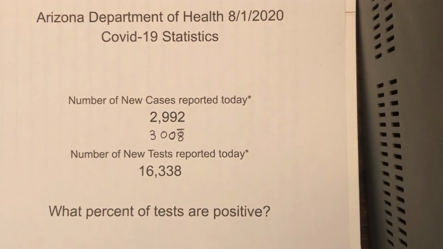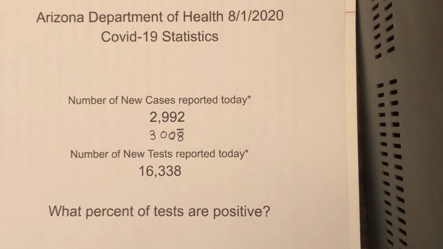Hello everybody, today we're going to do a real life practical division problem. So today, on 8/1, August 1st, 2020, the Arizona Department of Health reported 2,992 new cases. I'll explain what that 3008 represents. And the number of new tests reported were 16,338.